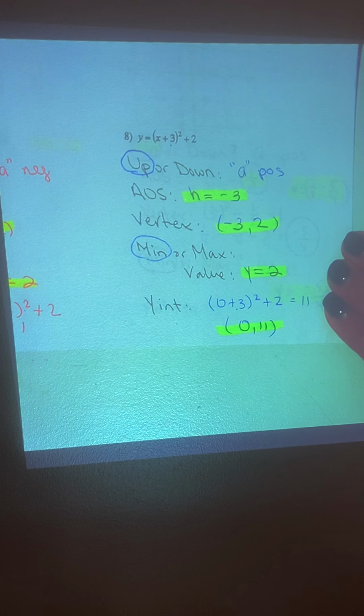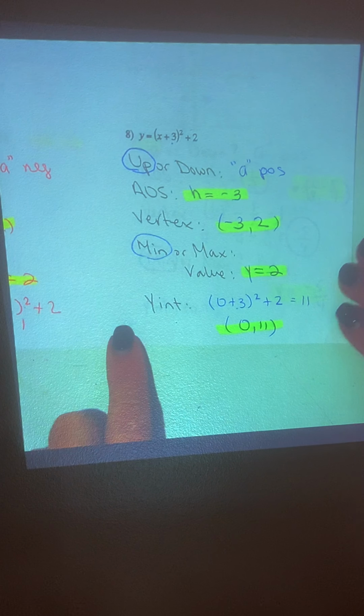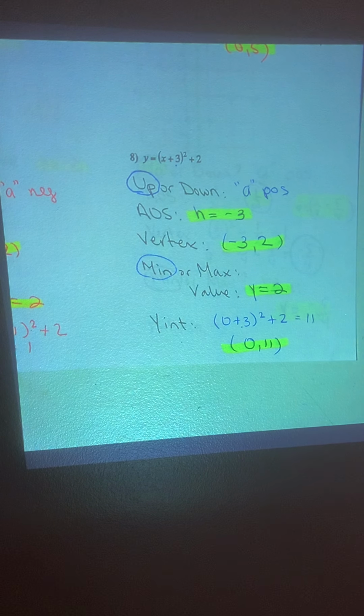That's all, guys. Your next lesson will have to do with this, and we're going to apply it to graphing. And that's all.